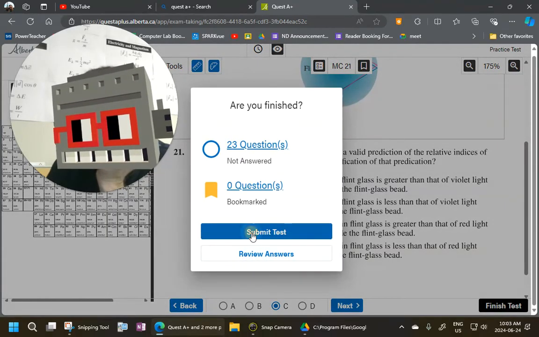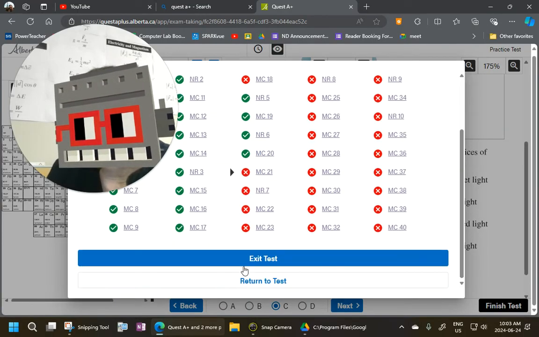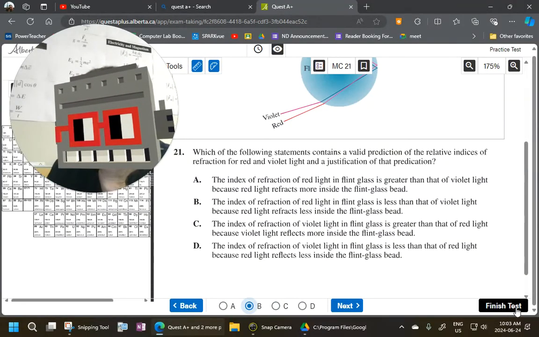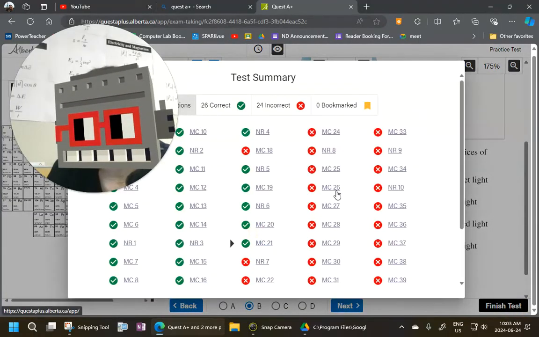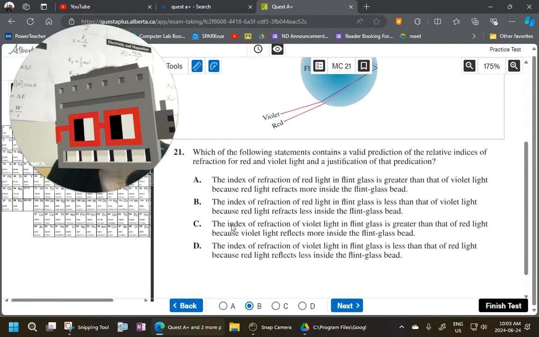What did they say it was? Oh, what happened to 18? I have to go back there. So, I don't like that. They probably want it to be B. Yeah, weird. Return to test. I gotta read through this again.